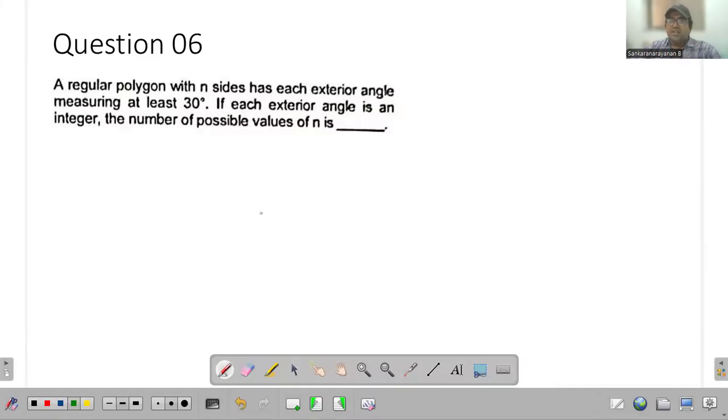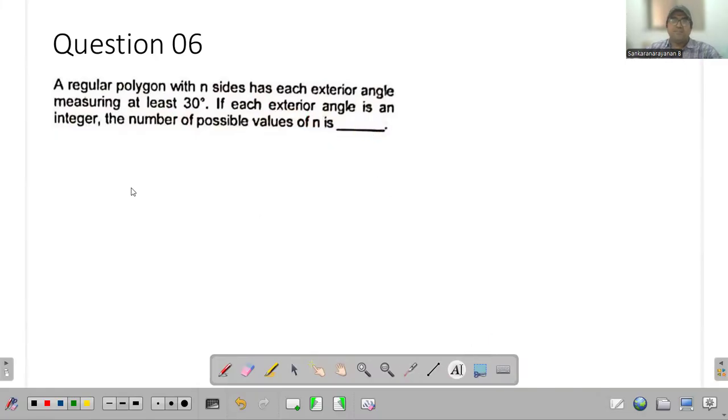Dear students, let's continue with our discussion on polygons. Take a look at this question here. A regular polygon with n sides has each exterior angle measuring at least 30 degrees. If each exterior angle is an integer, the number of possible values of this n is how much?